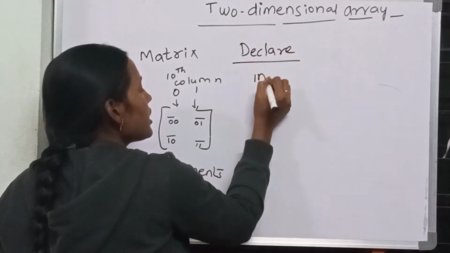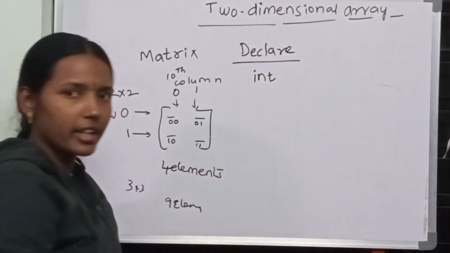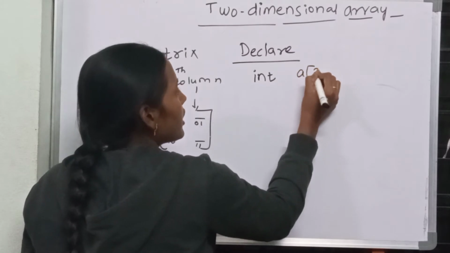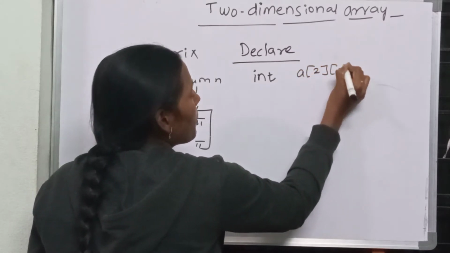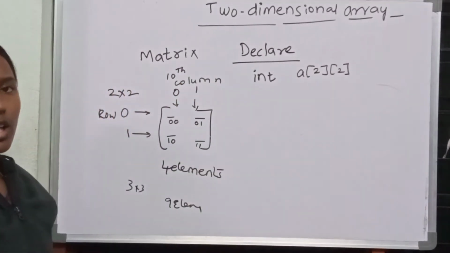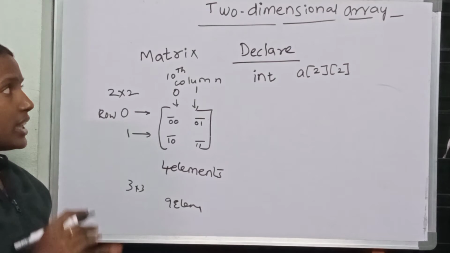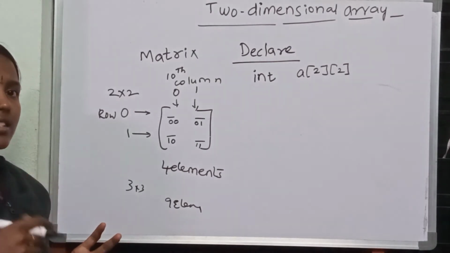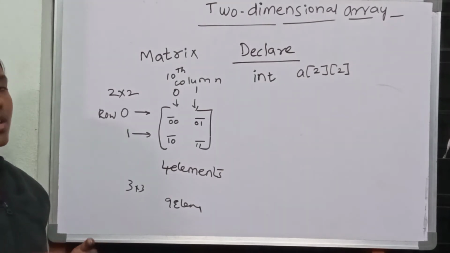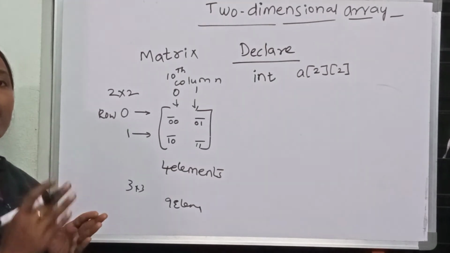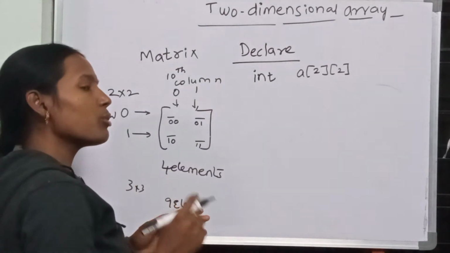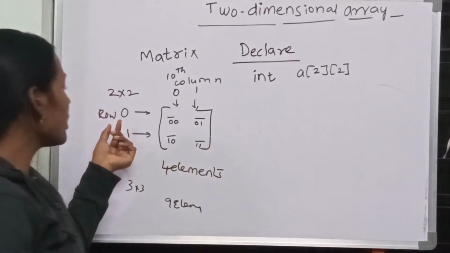Declaration. Consider I am taking an integer matrix. You can take float also, no problem. Int, I am considering a matrix A that is a 2 by 2 matrix. That means first 2 rows, second 2 columns. Right? Now in the arrays concept, we access the elements with the help of the for loop. So if you are using one for loop, we need a variable in order to run the for loop.